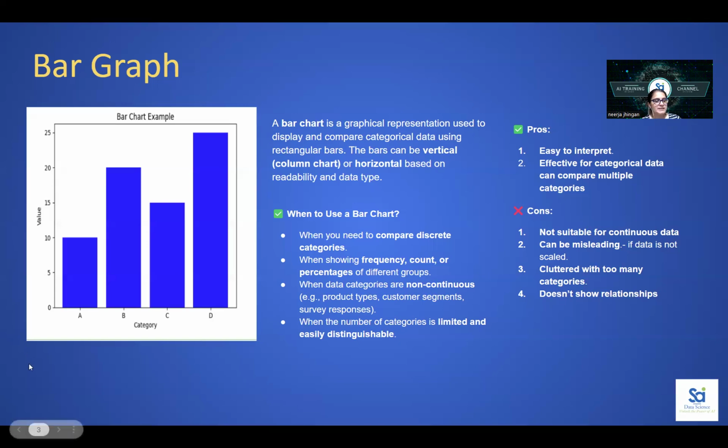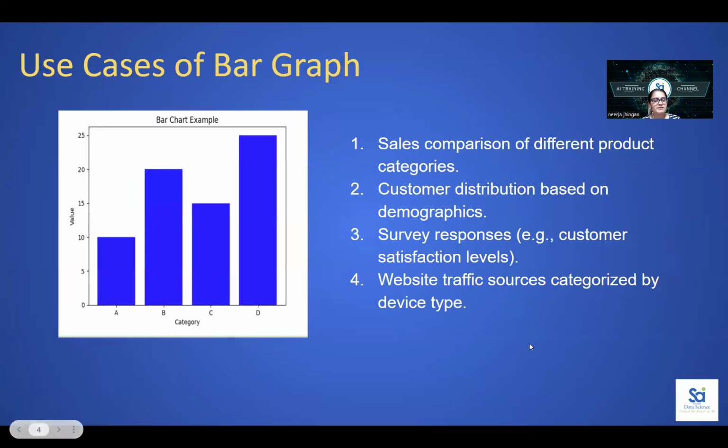Okay, now we will move ahead to the use cases of this bar graph. So you can use it for the sales comparison of different product categories, as we have already taken this example. Customer distribution based on demographics, like which product a customer buys most of the time. You can show here on the x-axis different types of grouping by the customer, and then you can show the frequency of the products they are buying, right?